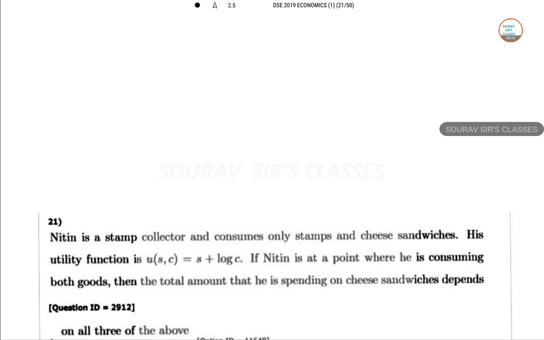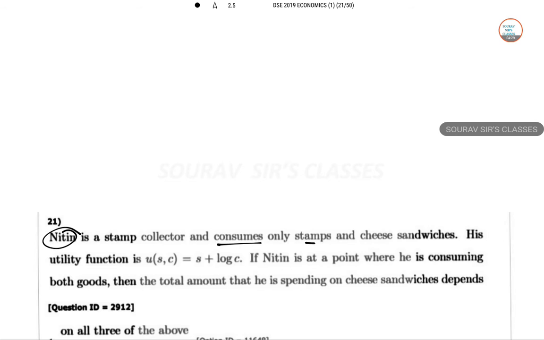Okay, now it is Nitin. Let's see what Nitin is doing. Nitin is a stamp collector. Wow, me too, I used to be a stamp collector. And he consumes only stamps and cheese sandwiches. Wow, this one I don't like.